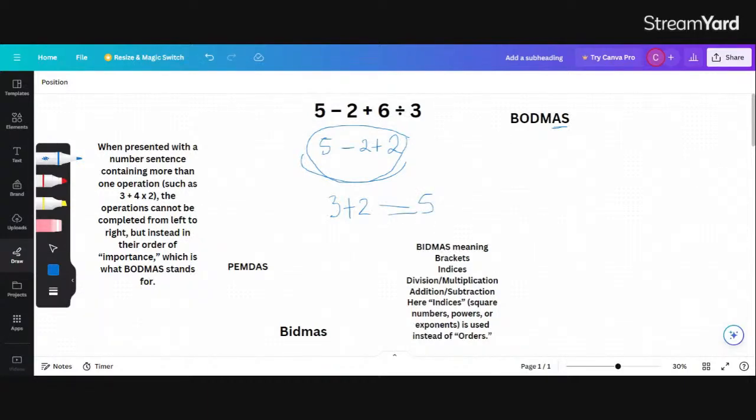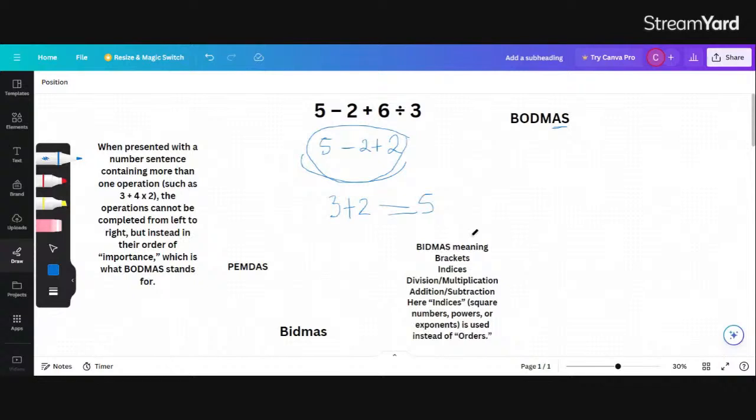Can you see it? So remember that when subtraction and addition are the only operations we have, like you can see here, 5 minus 2 plus 2, we have more than one operation. Okay. So the answer here is 5 and not 1.